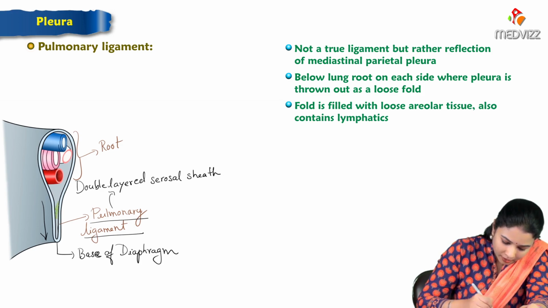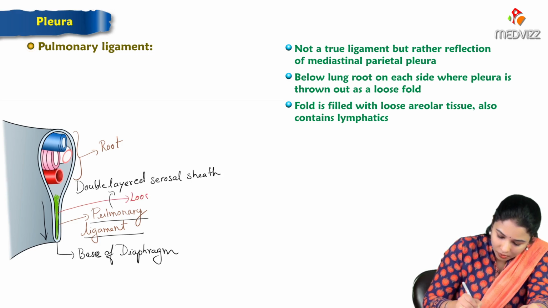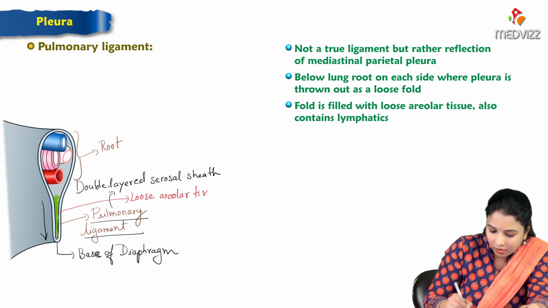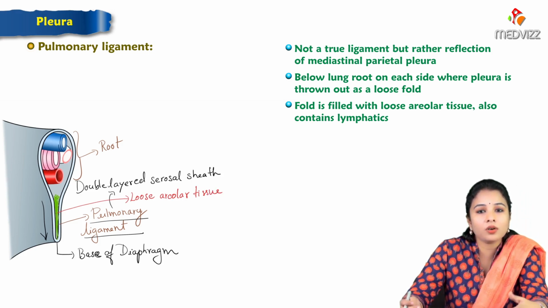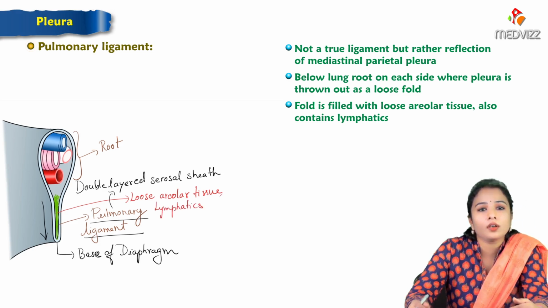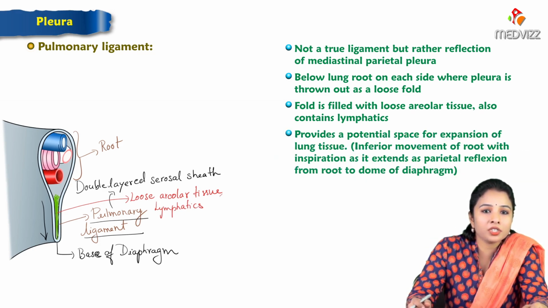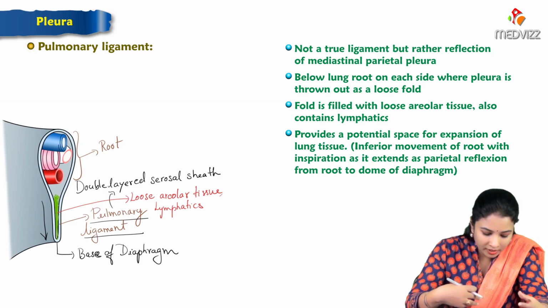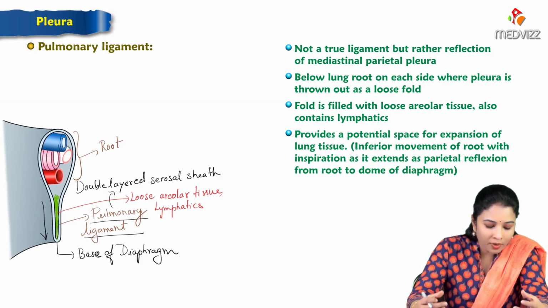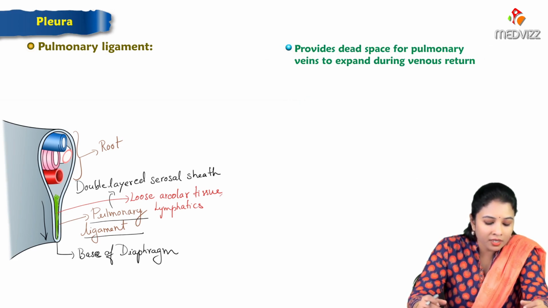So here, this part is loose areolar tissue, and it also contains lymphatics and some nerve plexus which supply the lung. So the pulmonary ligament provides the potential space for the expansion of the lung tissue. Because it is empty loose areolar tissue, it provides the space for the expansion of the lungs, and it also provides the dead space for the expansion of pulmonary veins during venous return.